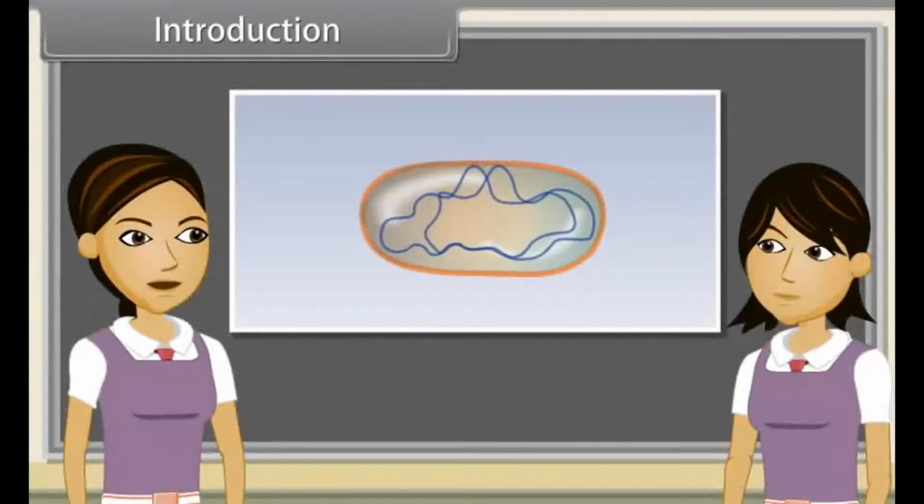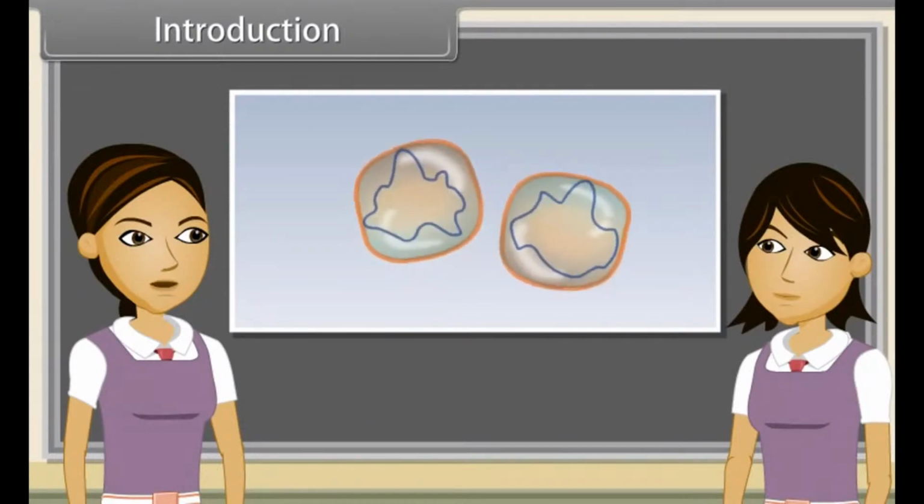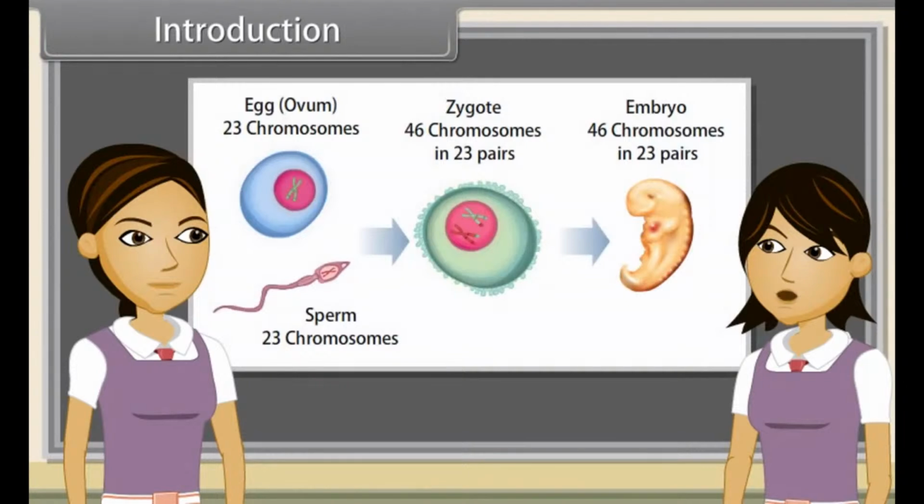I've already discussed that reproduction is the ability of all organisms to produce young ones similar to themselves in most of the characters. And the process which involves fusion of male and female gametes to form a new individual is known as sexual reproduction.